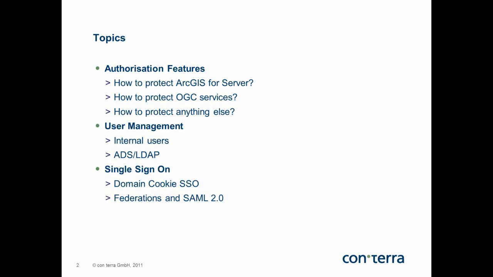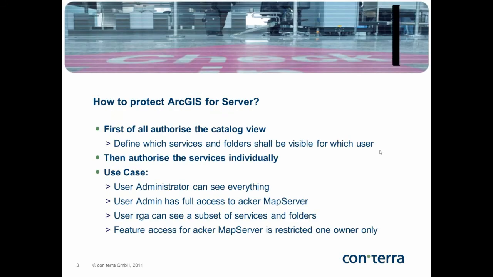So let's start with ArcGIS for Server, maybe for many of you probably the most interesting topic. What are we doing when protecting ArcGIS for Server? The specialty of ArcGIS for Server compared to standard OGC services like a WMS or WFS is that you can explore the ArcGIS catalog by the base URL and find folders and services within there. So you have one URL to an ArcGIS for Server, but this is not necessarily one service only. That can be a lot of different services within different folders.